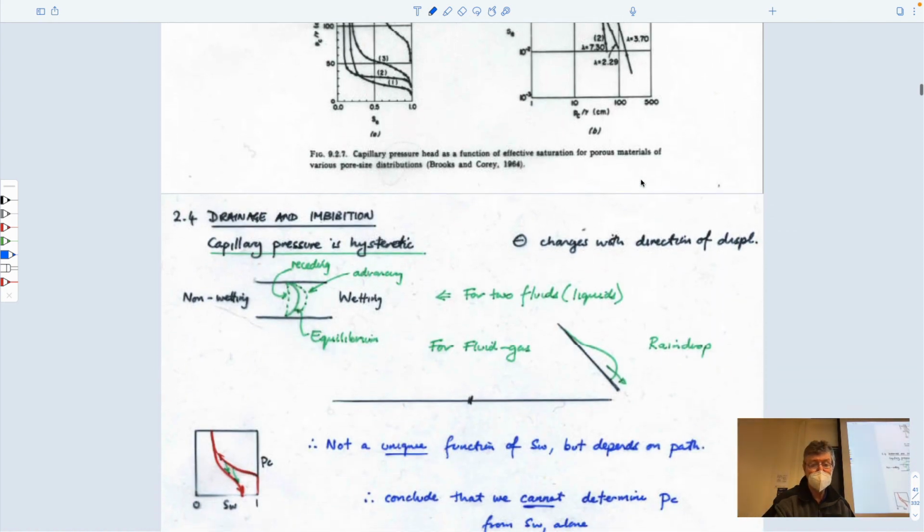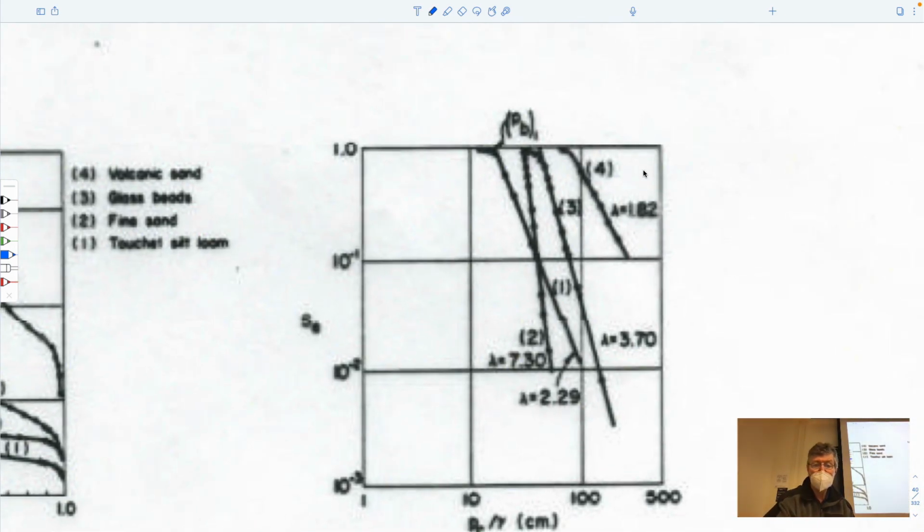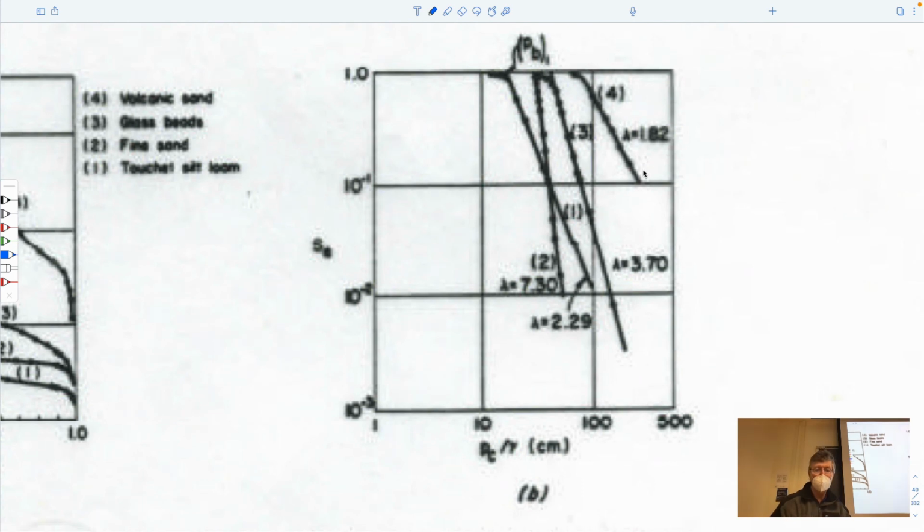And so if you look here, this is a figure that defines these systems. Not very clear, just because it's a bad figure. But if I write on here, this is the effective saturation. This is the capillary pressure divided by the unit weight of the fluid. This is a log scale. This is a log scale. This is 100% water saturated.